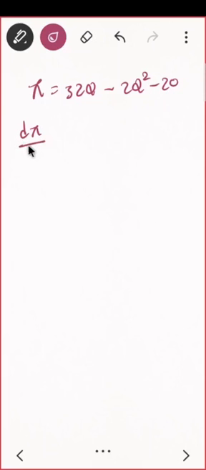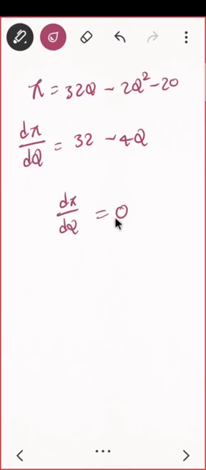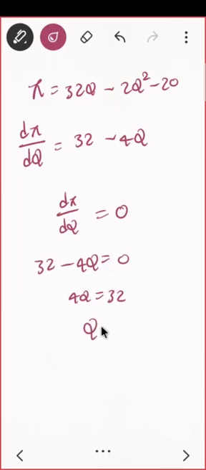That is the first step. Let us do the derivative with respect to Q. So that will be 32 minus 4Q. Correct. What is the next step? Put the derivative equal to 0. Correct. d pi by dq equal to 0. So that is 32 minus 4Q equal to 0. So what can you say? 4Q equal to 32. क्या आएगा Q का value? That is 8 ना? What next?